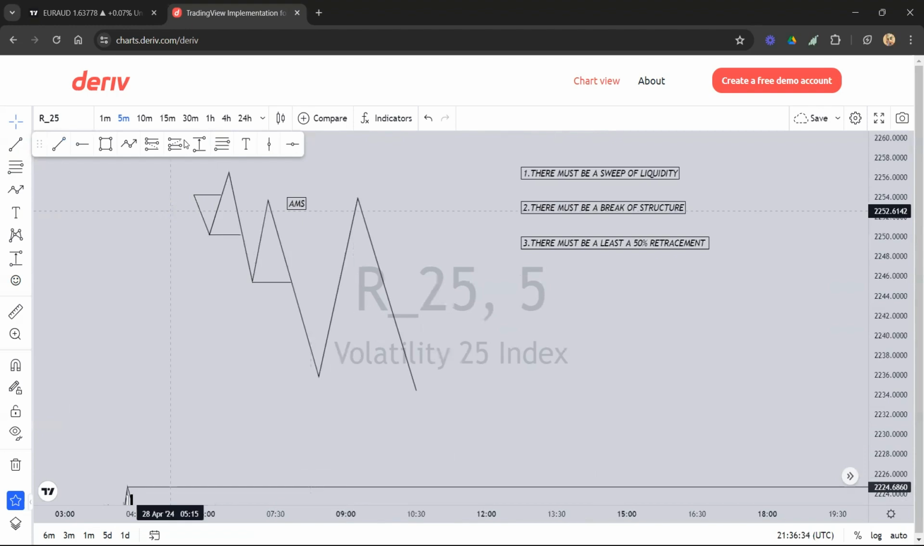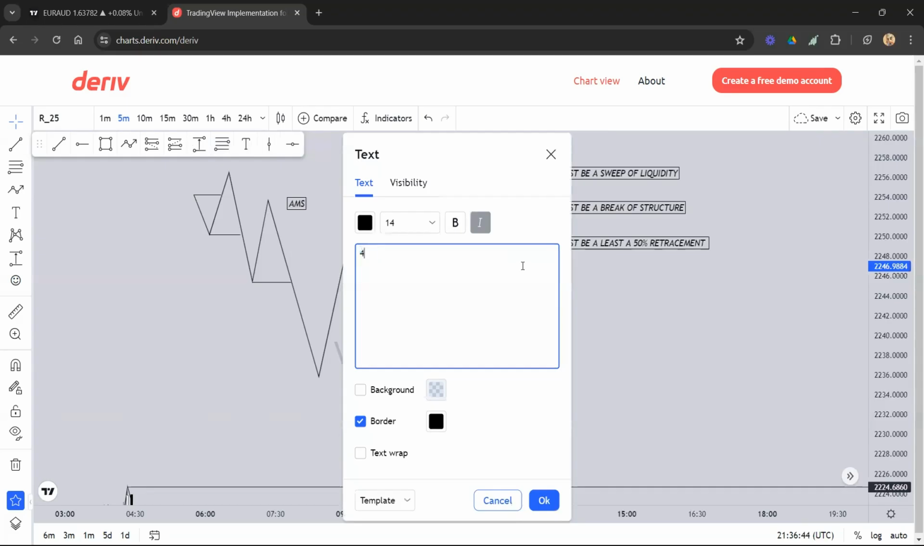Now, one more rule. After the 50% retracement, there must be a second break of structure. Number four, there must be a second break of structure.